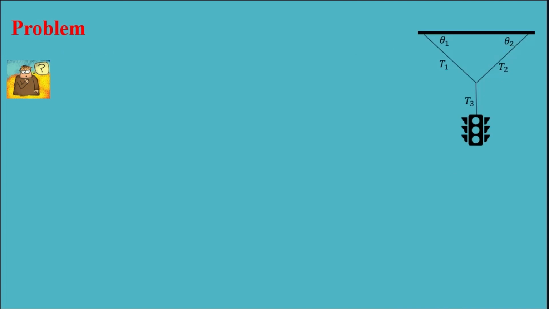So let's say this is going to be my x-axis. That one is going to be my y-axis. I'm going to put the traffic light at the origin, and now I'm going to write down the forces applying to the traffic light.